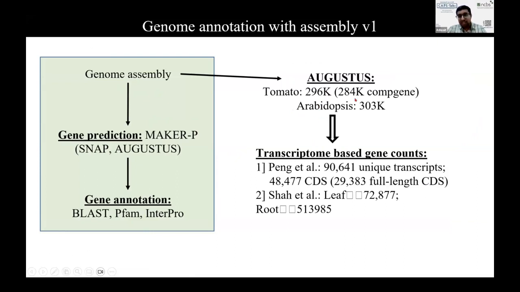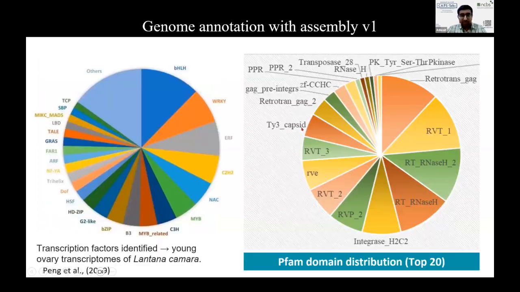And we got a staggeringly high number of genes, but when we checked some of the transcriptome data which was available for this plant, we could see that there are indeed a lot of genes found in this plant. And these were then used for further annotation, for identifying the transcription factors as well as PFAM domains. So you can see there are a lot of repeat containing domains, PFAM domains, in the top 20 most frequent domains found in the genes of Lantana camara.